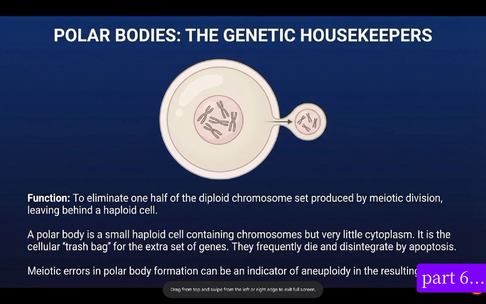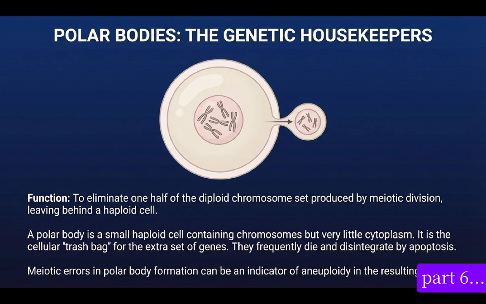What next? The genetic housekeepers. To eliminate one half of the diploid chromosome set produced by meiotic division, leaving behind a haploid cell. So during meiotic cell division, we are trying to produce a haploid cell that will fuse with the haploid sperm to form a zygote. So what's now happening? We form a cell called a polar body, which has only a little amount of cytoplasm, and it will not be able to sustain this cell. What will happen? They will now die off.